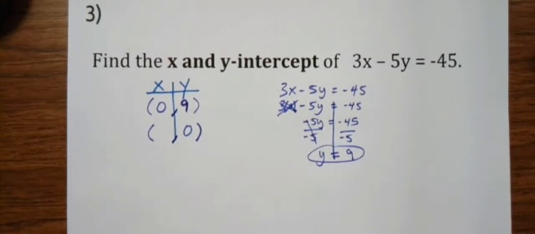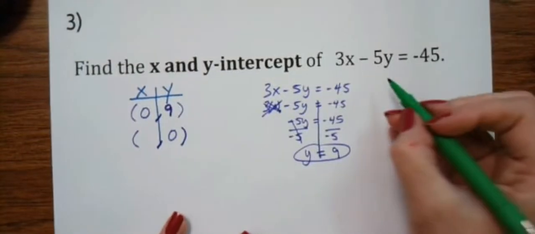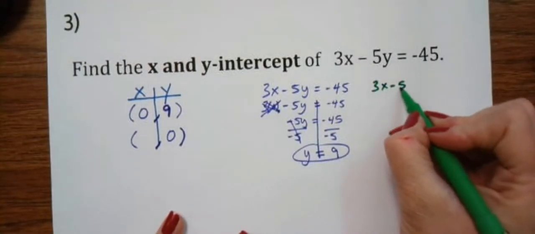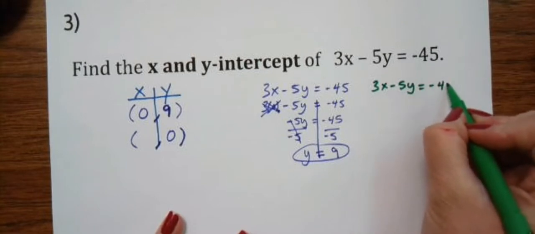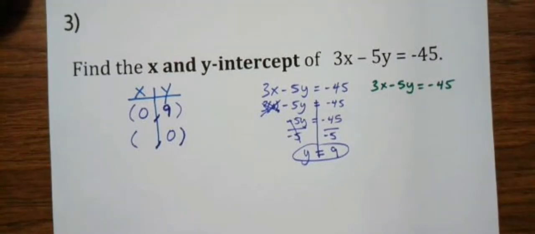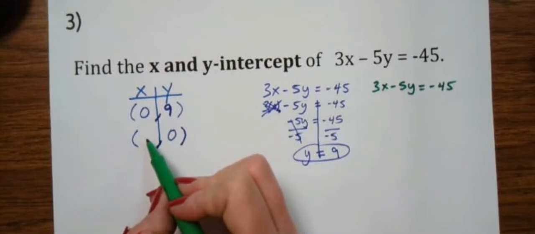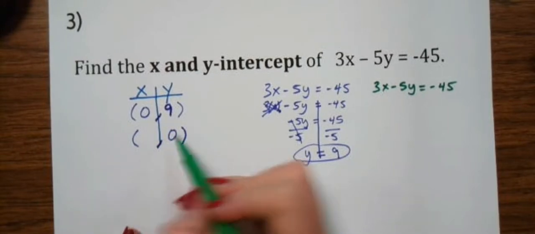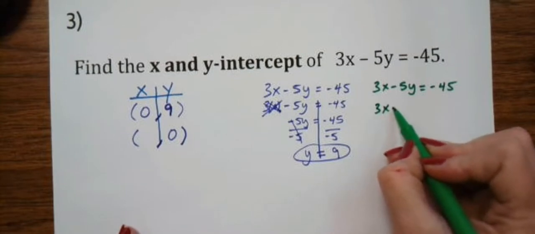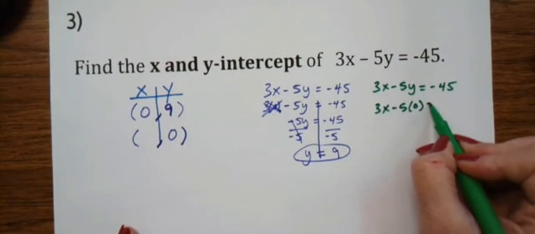Okay, let's figure out the other one then. I'm going to use a different color for this one. I'm going to write down the equation again: 3x minus 5y equals negative 45. This time I'm going to figure out the x-intercept, so I'm going to make y 0. Right over here, I'm just making y 0.